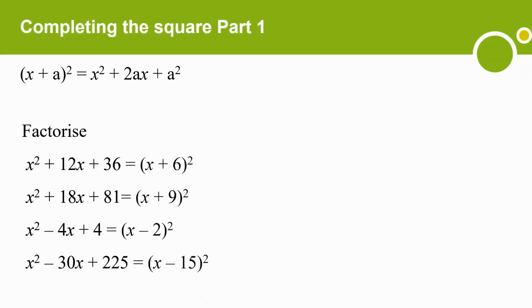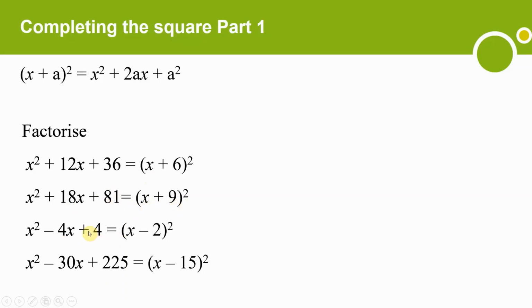Alright, so now let's look at this one more time. We can also start from the middle term. 12 divided by 2 is 6, and then the square root of 36 is also 6, so the answer is (x plus 6) squared. So the next one, square root of 81, we get 9, and 9 times 2 is also 18, so it's (x plus 9) squared.